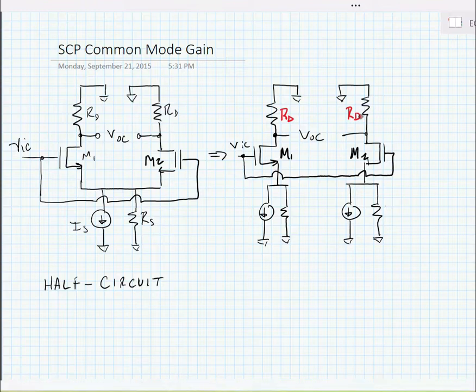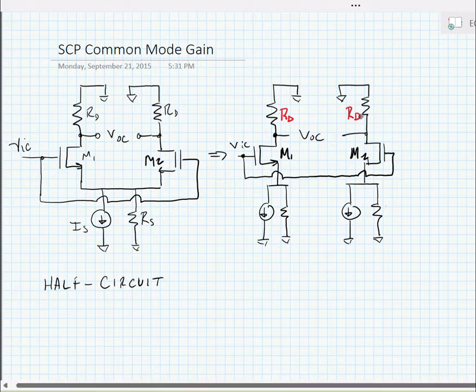Now, we can split our current source up into two equivalent current sources, where half of the current source is flowing through M1 and half is flowing through M2 because of the symmetry. Likewise, we can split the resistor into two equivalent resistors of 2RS each. This way, when we recombine the resistors, it would equal a single RS. In other words, 2RS in parallel with 2RS is equal to RS.